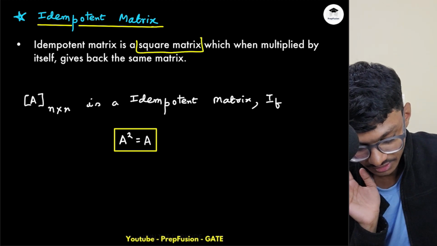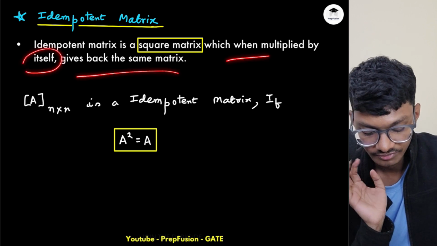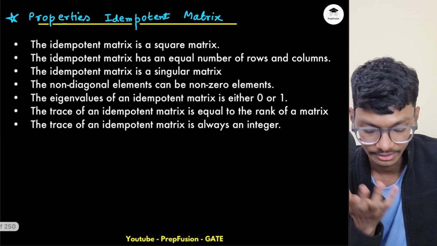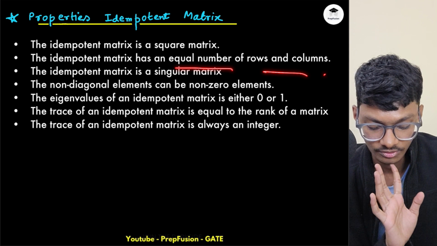There are a lot of matrices we need to learn, which when multiplied by itself give back the same matrix. So basically A square equals A. That is a simple relationship about the idempotent matrix. The idempotent matrix is a square matrix. As I told, the idempotent matrix has an equal number of rows and columns.